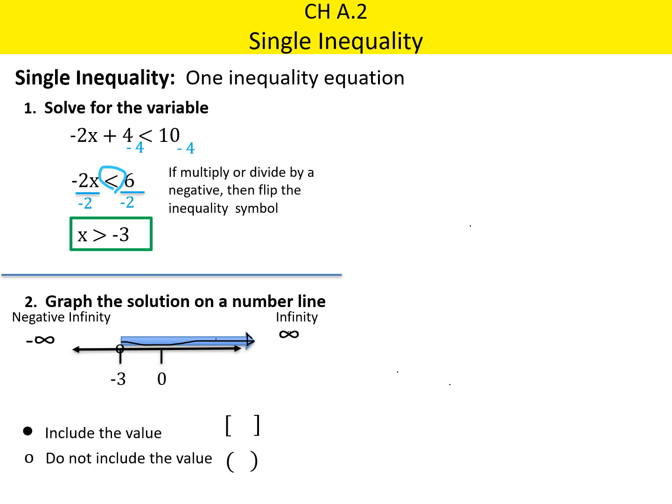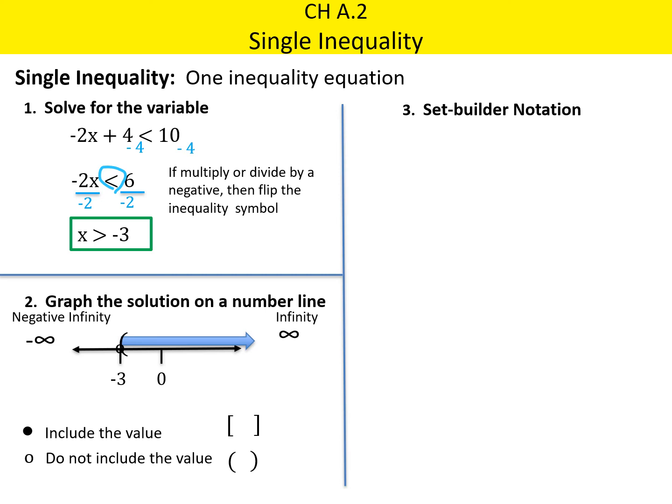So in this case, we have a negative 3 that's not included, so you would go ahead and use the parentheses. Now, why did I put the parentheses looking this way and not the other backwards? Because it looks like a bowl, and think of it as your line is coming out from your bowl and it's included inside that bowl. You have now graphed the solution of the inequality on a number line.